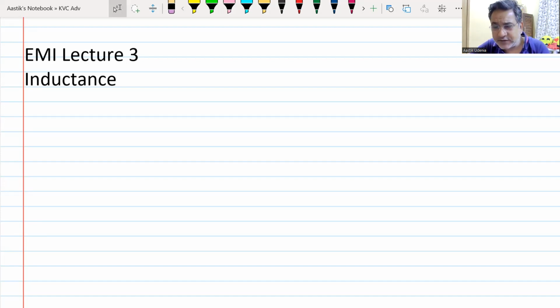We saw different cases. V cross B dot dl. We saw that it was scalar triple product. The third case was induced electric field. If only magnetic field is changing with time, this changing magnetic field with time gives rise to an electric field which is different from the electrostatic field. Do we remember this? Yes, sir.